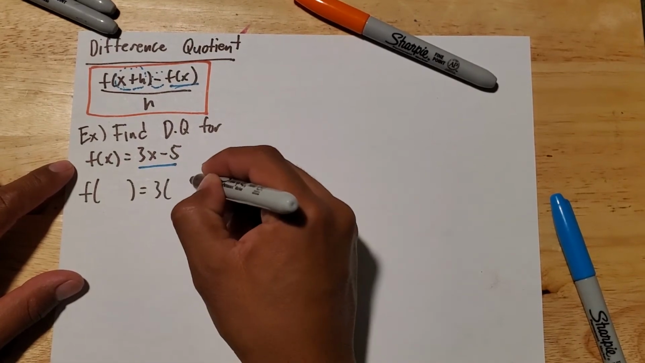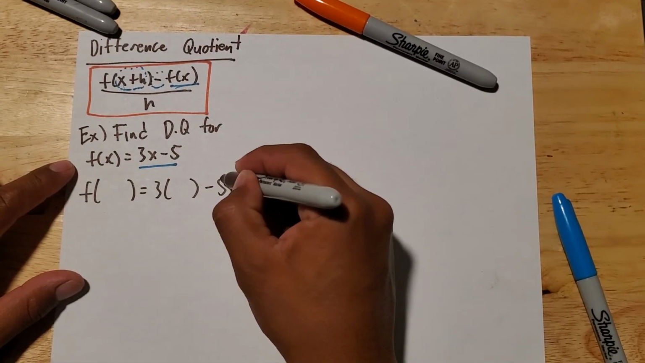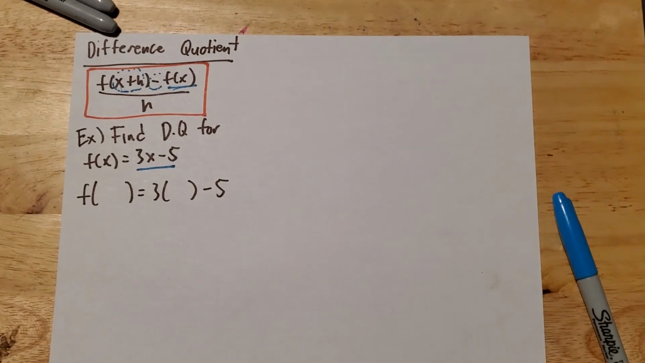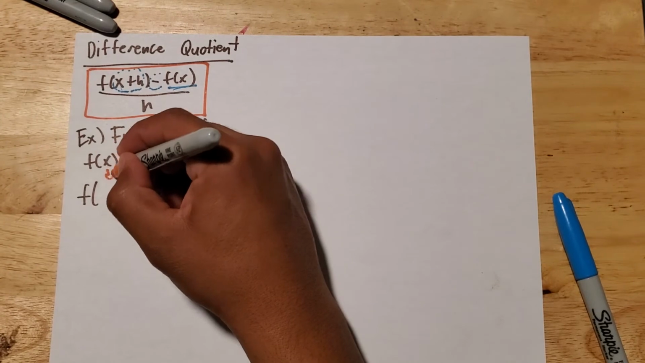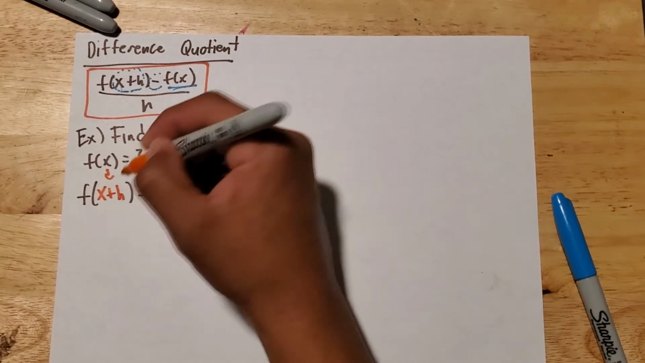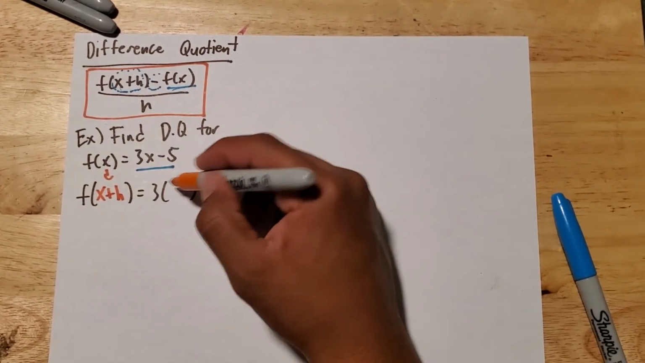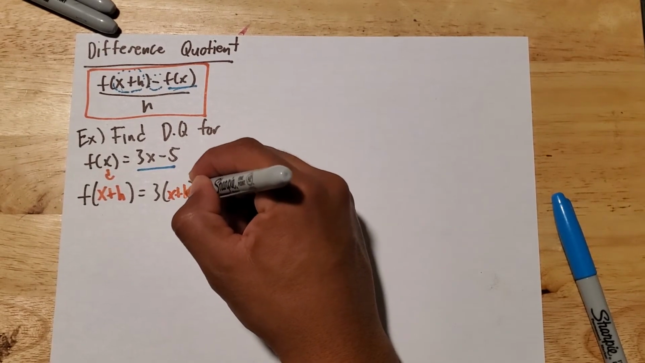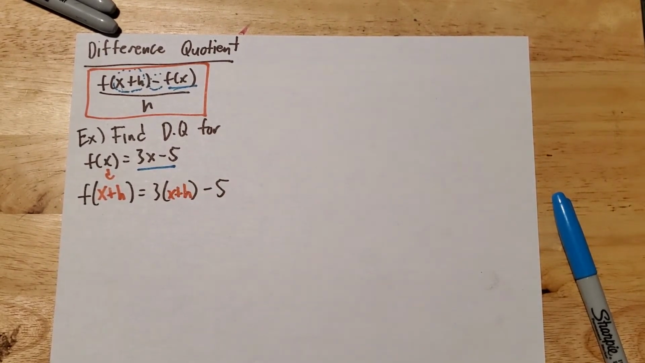So what I want to do first, I want to do f of x plus h equal to 3 times (x plus h) minus 5, excuse me. Because instead of plugging f of x, I'm going to put x plus h. And I'm going to plug that everywhere there was an x. So luckily there's only an x in this f of x.